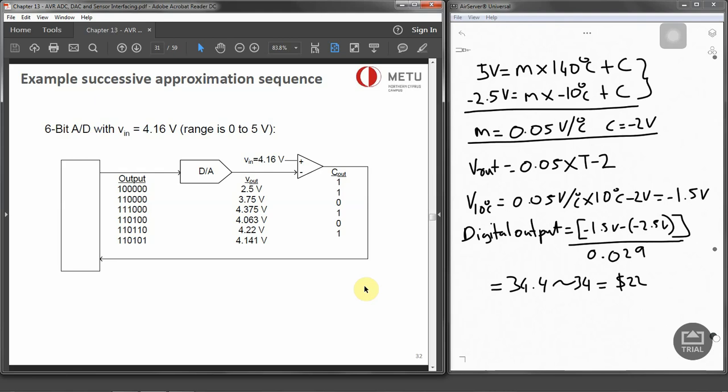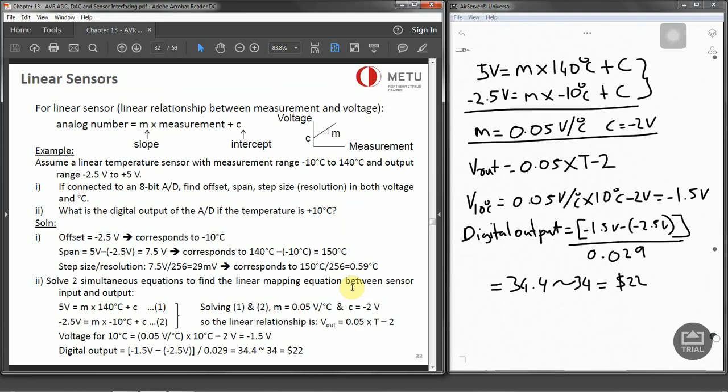If you have any questions related to these, please note them down and you can ask me during the question and answer session. And you can also find the details of these calculations in the slides as well.